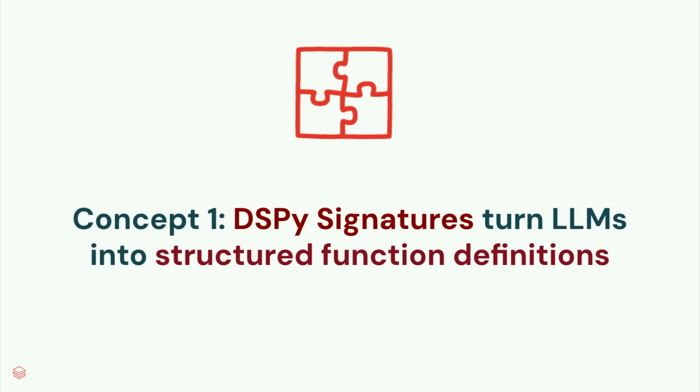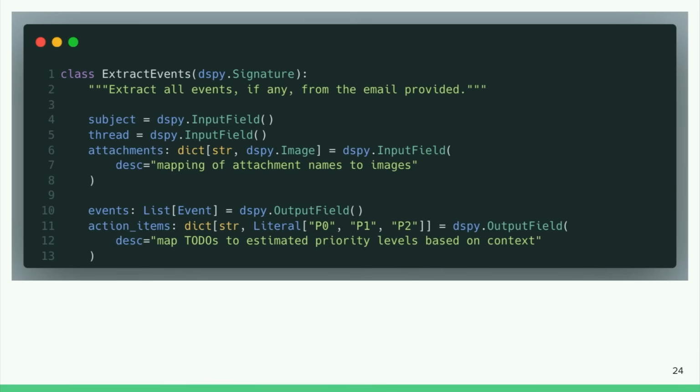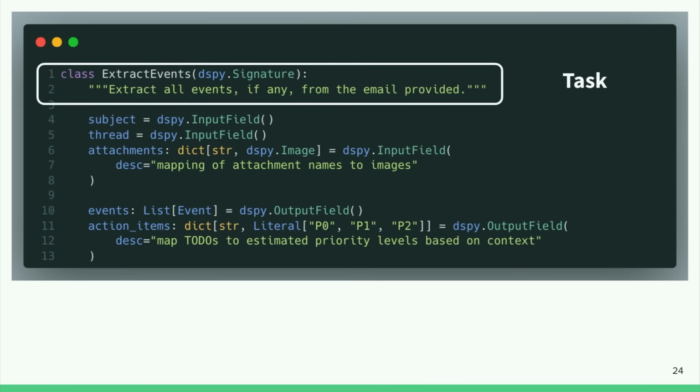So the first concept in DSPy, not a new concept, it's basically 3 years old at this point, is DSPy signatures, which are our way of allowing you to express how to turn the language model from string in, string out to a structured function, right? We had this nice diagram, and a DSPy signature basically is that. It's just a Python class in which you describe the task, right? The task is 1 line. It didn't need the 70-line prompt that I showed earlier. It's extract all events, if any, from the email provided.